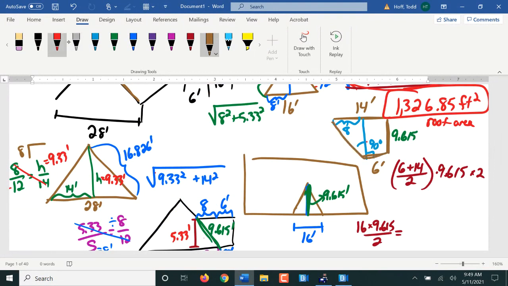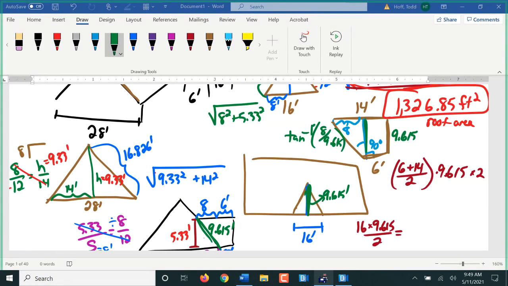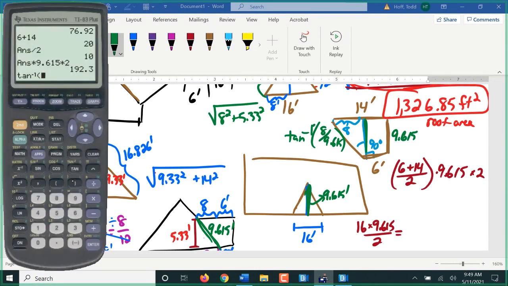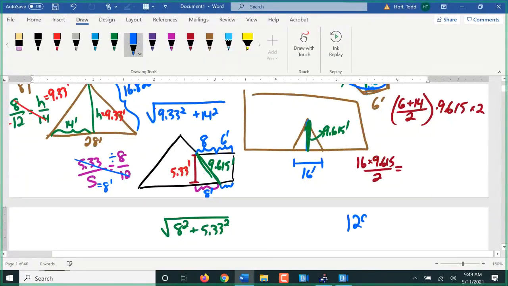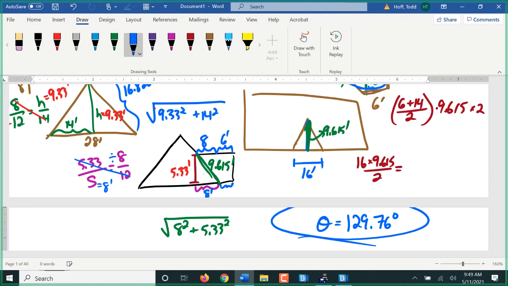So it'll be the inverse tangent of 8 over that 9.615, which is this length. Inverse tangent of 8 divided by 9.615 gives us 39.76 degrees here. Plus the 90 for that right angle. So 129.76 degrees is our angle theta. Any questions on that one?